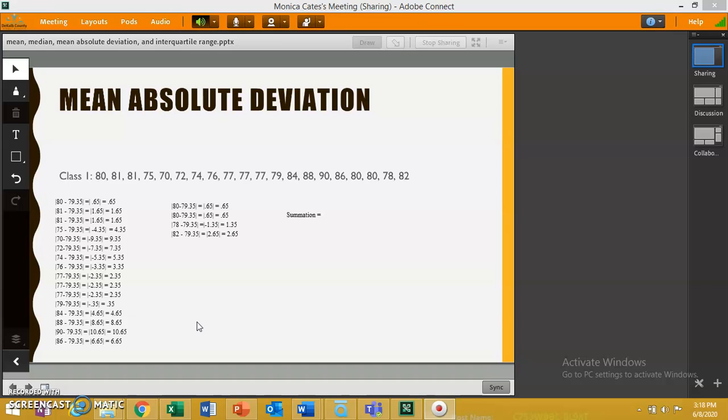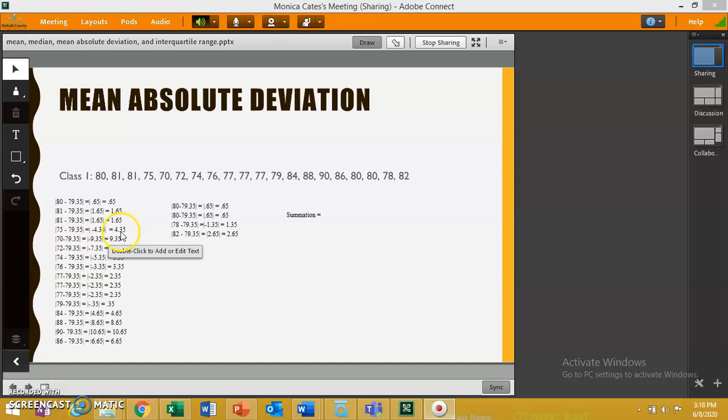And a little magic. I know you didn't want to see me writing down each one, so I went ahead and did it. So this is the absolute value, just showing you what I did. 80 minus the mean, 79.35, gives me the absolute value of 0.65. Absolute value shows distance, so it's always going to be positive because I can never go negative 3 miles down the street. If you think of absolute value in that sense, that's why it's always positive. So again, I get 0.65. 81 minus 79.35 is 1.65. And so on and so forth.